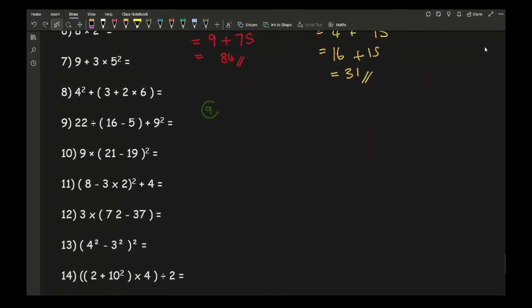Then with question 9, we've got 22 divided by 16 minus 5 in brackets plus 9 squared. So again, I'm going to do the brackets first, in which I get 11. So I've got 22 divided by 11 plus 9 squared. And then I'm going to do the power, which is 81. And then division comes before adding. So I've got to do 22 divided by 11, which is 2. Plus 81 gives me a final answer of 83.